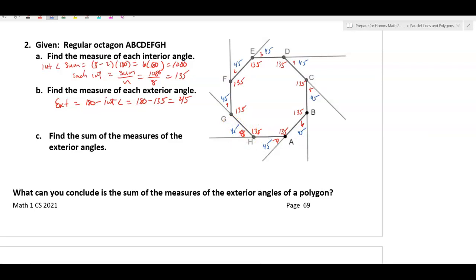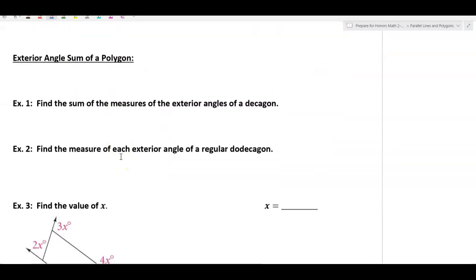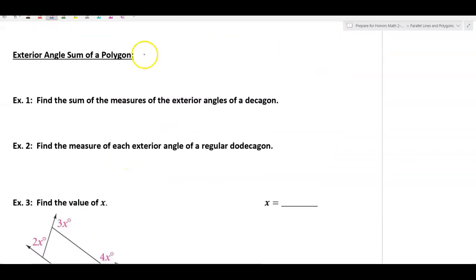So the sum of the measures of the exterior angles would be 45 times 8, which is 360 degrees. So what you'll notice or can conclude here is that the sum of the measures of the exterior angles of a polygon will always be 360 degrees. No matter how many sides it has, it will always have a sum of 360 degrees. Okay? So the exterior angle sum of a polygon is always 360 degrees.